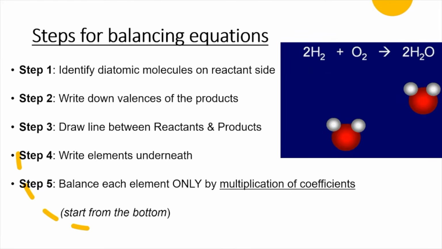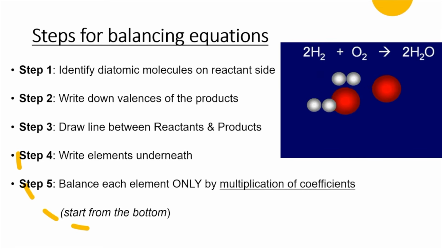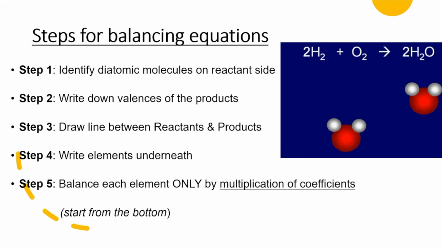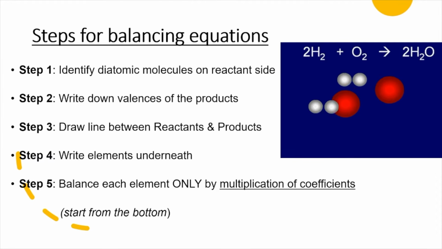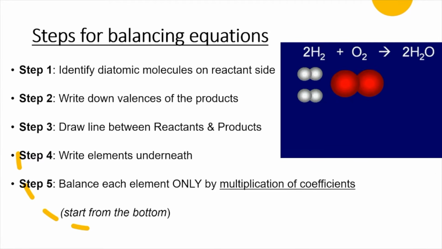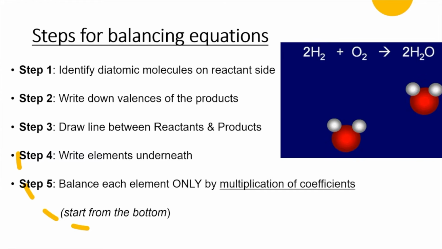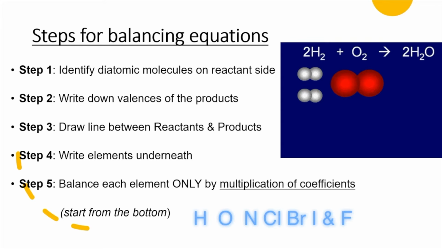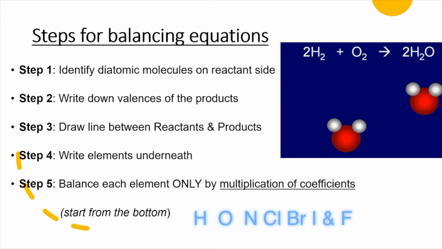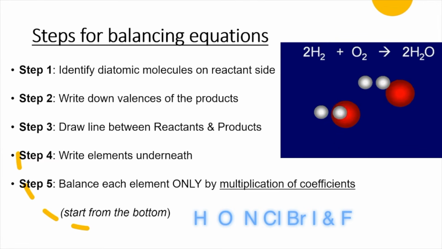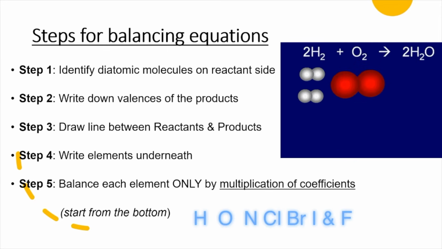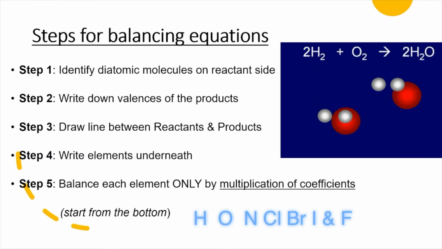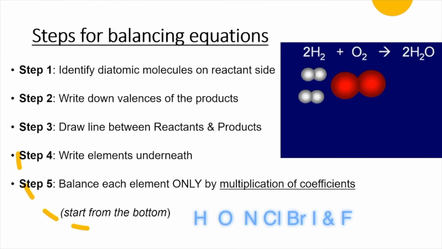Now we can start with the steps to show you how to balance an equation. Step 1 is to identify the diatomic molecules on the reactant side. Remember, our diatomic molecules are H, O, N, Cl, Br, I, and F. That represents hydrogen, oxygen, nitrogen, chlorine, bromine, iodine, and fluorine.